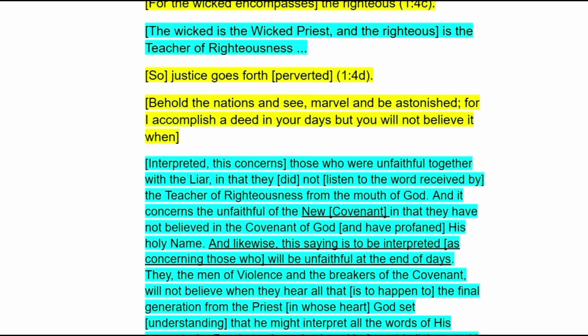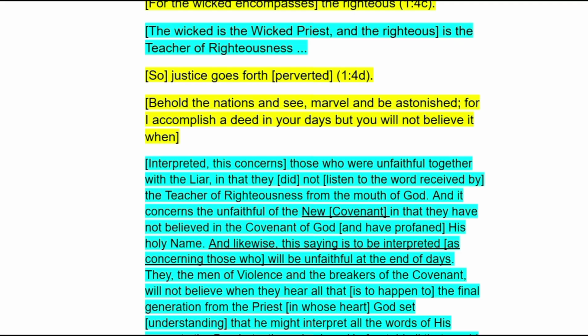This concerns those who were unfaithful together with the liar, in that they did not listen to the word received by the teacher of righteousness from the mouth of God, and concerning the unfaithful of the new covenant, in that they have not believed in the covenant of God, and have profaned his holy name. And likewise, this saying is to be interpreted as concerning those who will be unfaithful at the end of days.